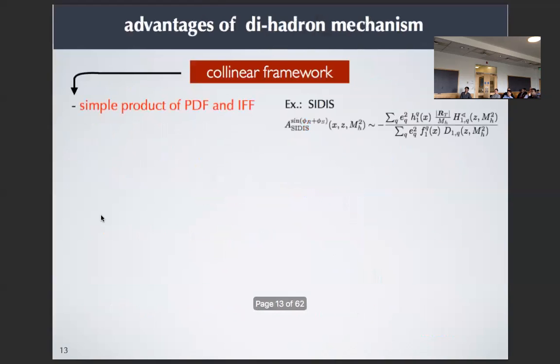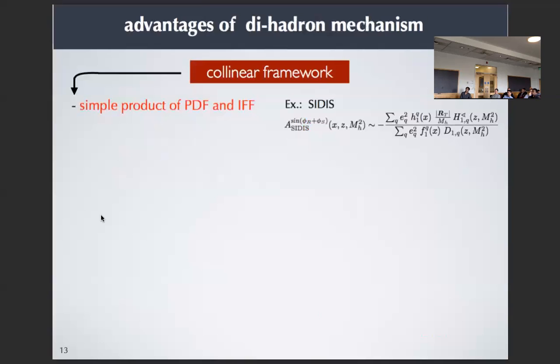Okay. Now, what are the advantages, the pillars, of using the di-hadron mechanism? Again, it is to work in a collinear framework. It means that you don't have to convolute the transverse momenta here. You just have products of collinear PDFs and, in this case, the di-hadron IFF. For example, this is the analytic expression of the semi-inclusive DIS single spin asymmetry, where you see that you have a flavor sum of PDFs times the di-hadron fragmentation functions in the numerator and in the denominator.